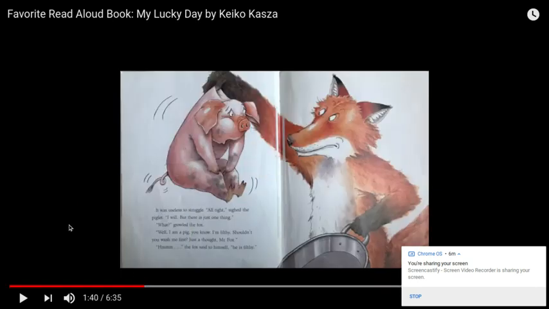It was useless to struggle. All right, sighed the piglet. I will, but there is just one thing. What? Growled the fox. Well, I am a pig, you know. I'm filthy. Shouldn't you wash me first? Just a thought, Mr. Fox. The fox said to himself.